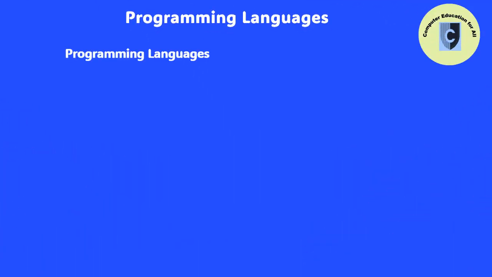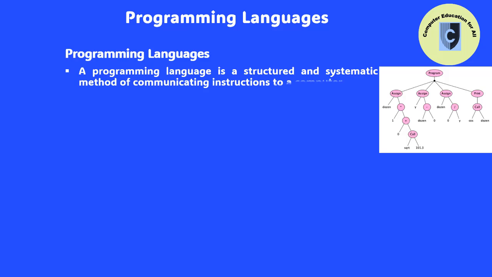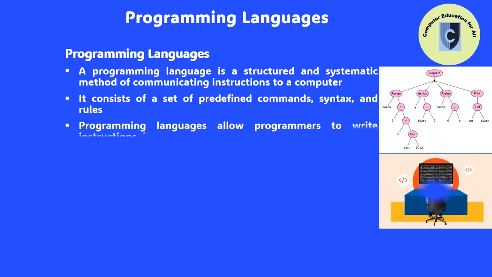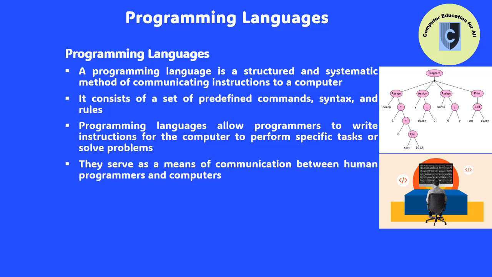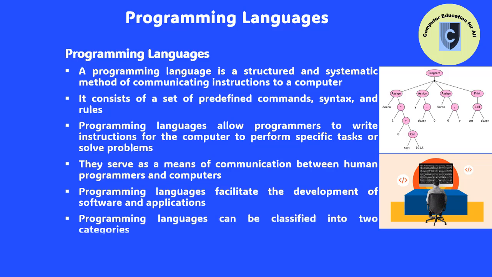Programming languages. A programming language is a structured and systematic method of communicating instructions to a computer. It consists of a set of predefined commands, syntax, and rules that allow programmers to write instructions, enabling the computer to perform specific tasks or solve problems. It serves as a means of communication between a human programmer and a computer, facilitating the development of software and applications. Programming languages can be classified into two categories, that is, low-level languages and high-level languages.